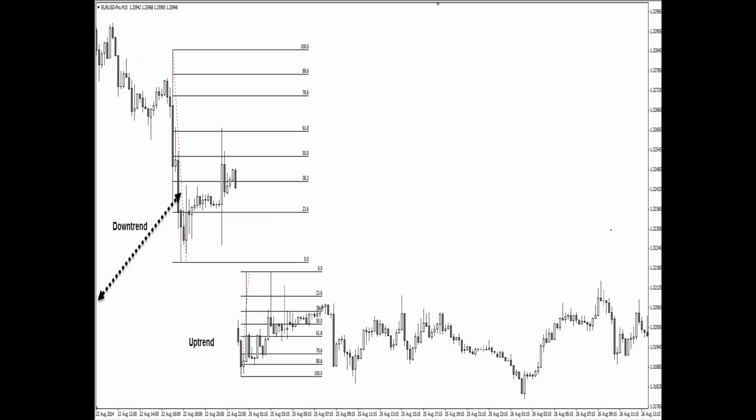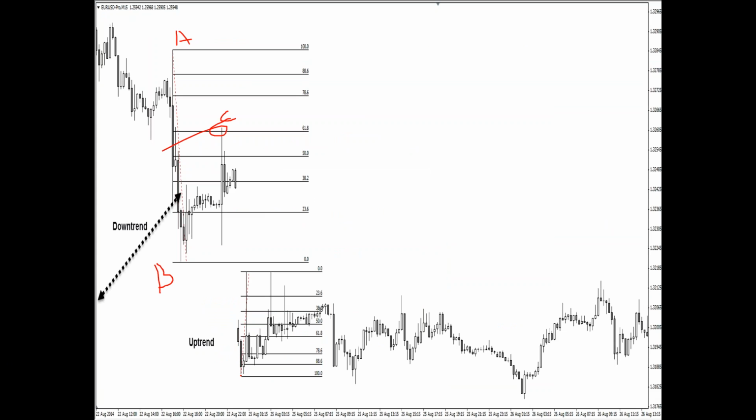This example also shows you 61.8, perfect rejection. A, B, C. Look at the reaction. A pin rejection of 61.8. Golden ratio.